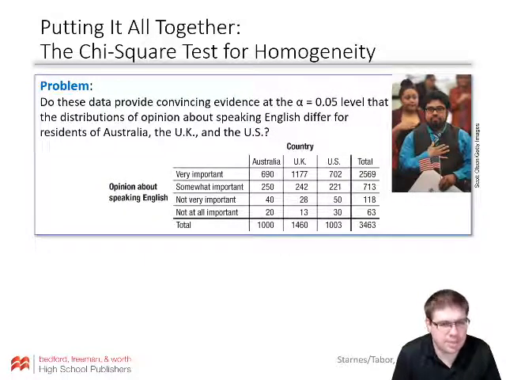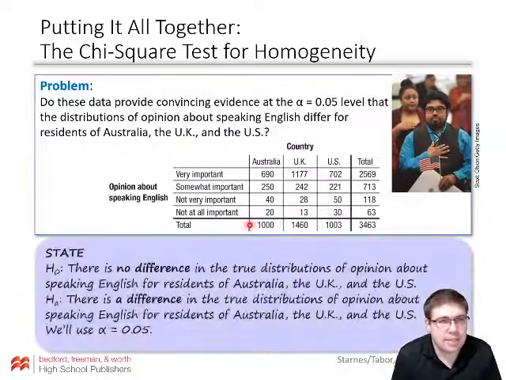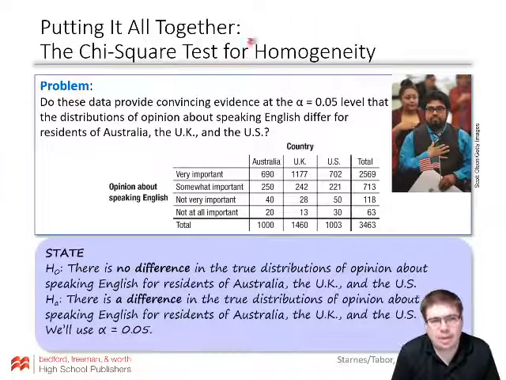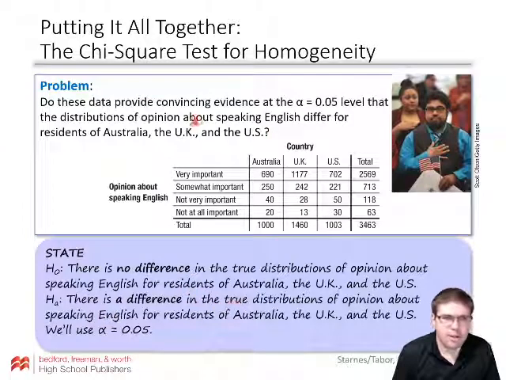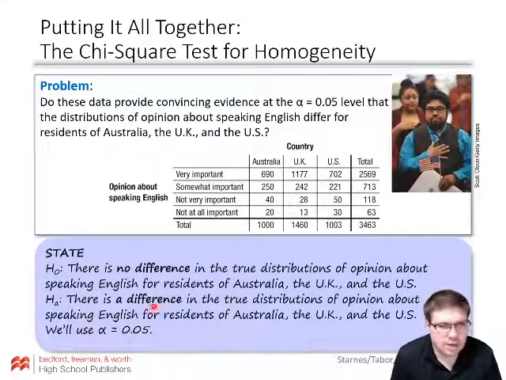So our null hypothesis, you can just write out in words, kind of matches the name of the test. They are homogeneous. They are the same. There is no difference in the true distribution of opinion about speaking English for residents of Australia, the UK, and the US. And our alternative hypothesis is there is a difference. They are not homogeneous. There is a difference in the true distribution of opinion about speaking English for residents of Australia, the UK, and the US. We will use an alpha level of 0.05. So that's our state step.